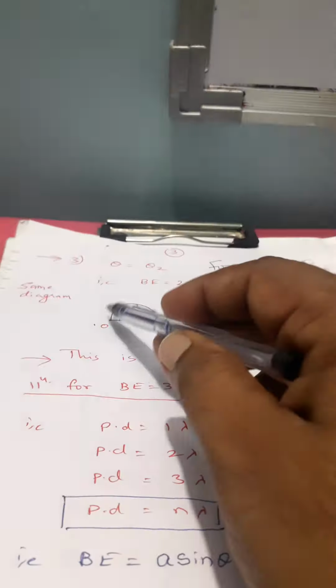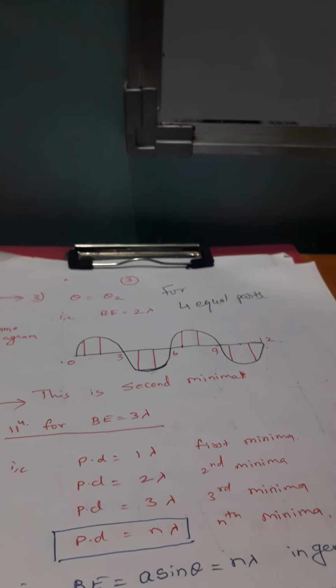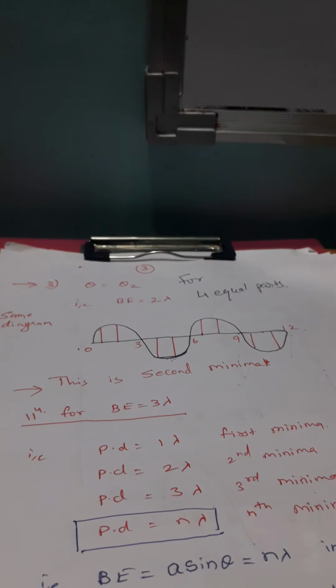Now see over here, it is 2 lambda, means from B to E it is going to be 12. So we have 4 equal parts, lambda by 2, lambda by 2, lambda by 2, lambda by 2. And in a similar way, if you understand your diagram, all these in the opposite phase will cancel each other, and as a result this will be our second minima.